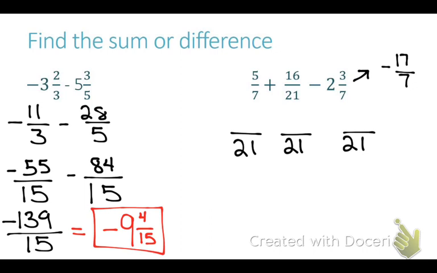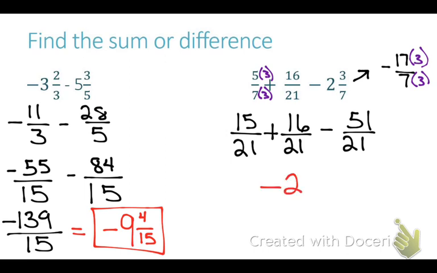Now I need to convert each of my fractions. So what would I multiply the first fraction by, top and bottom? 3, top and bottom, so it's 15. Okay, and then 16 stays the same, and then I multiply the last one by 3 also to get negative 51. Did you get that? Okay, now what do I do? What is 15 plus 16 minus 51? Negative 20. That's fine. Negative 20 over 21.